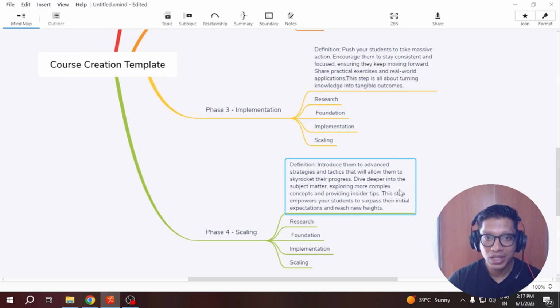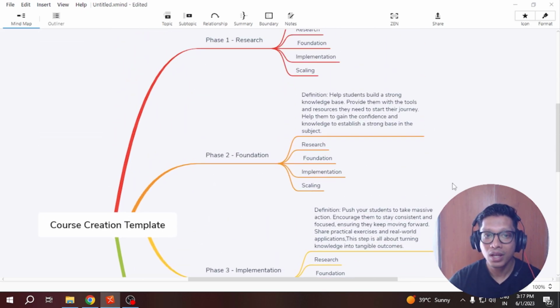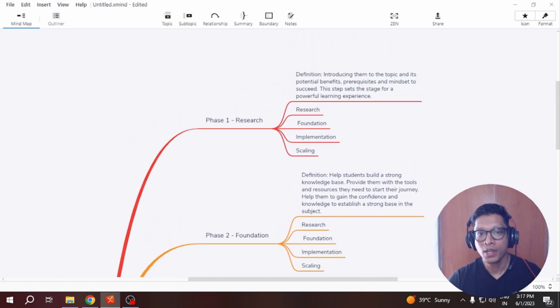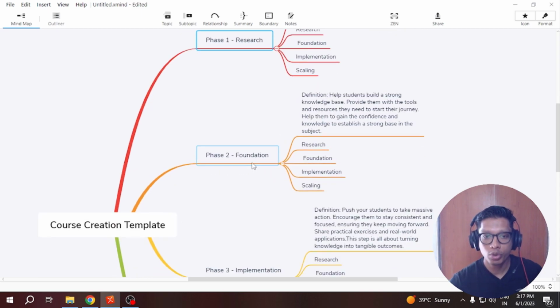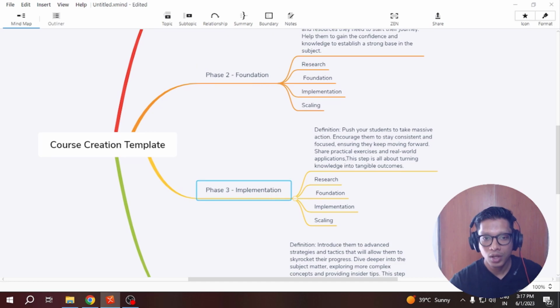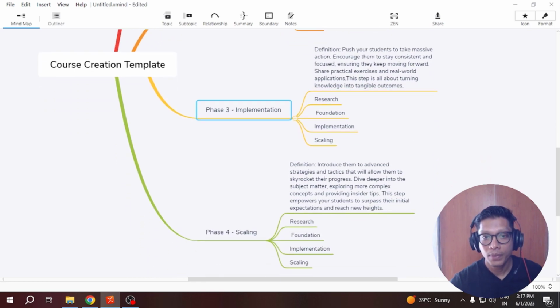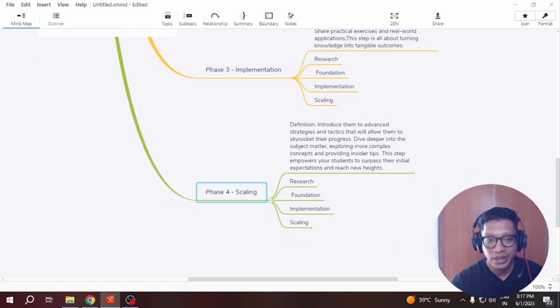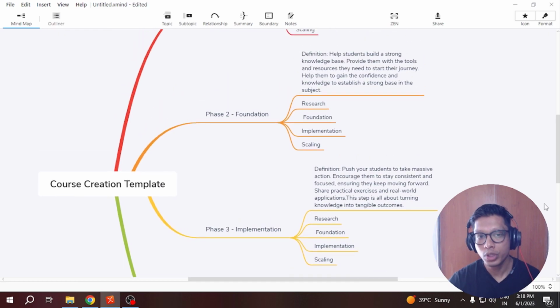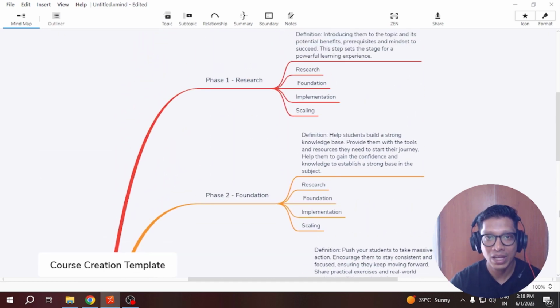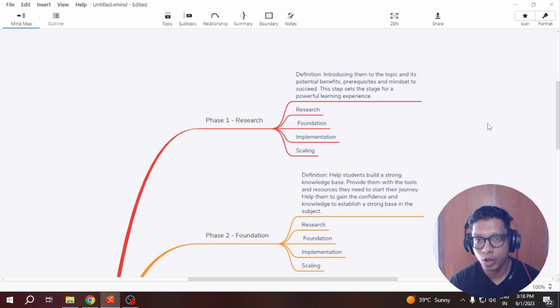Okay, so these are the four basic phases that we use to create your course in almost any topic. Phase one is all about research. Phase two is all about building foundation. Implementation is all about doing the things consistently, regularly. And finally, scaling is all about introducing advanced strategies to take things to the next level. So you can use this basic foundation, implement it, and get results on almost anything.